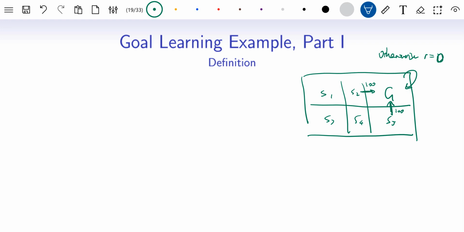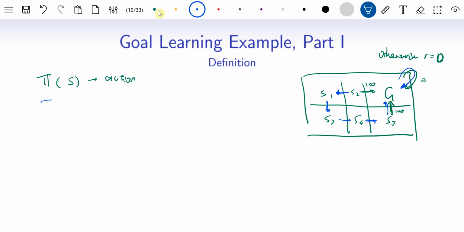So if you're at G, you'll stay at G and get 0 all the time. The first thing you need to define, in order to find the value function, is a policy function. Policy function basically maps any state to an action. One example of a policy function that's not optimal is S2 would go to S1, S1 will go to S3, S3 go to S4, S4 go to S5, and S5 go to G, and G goes around.